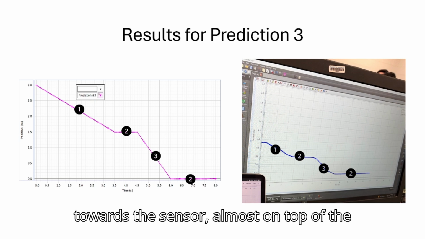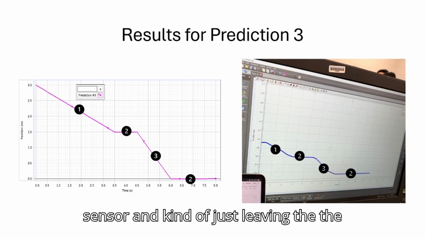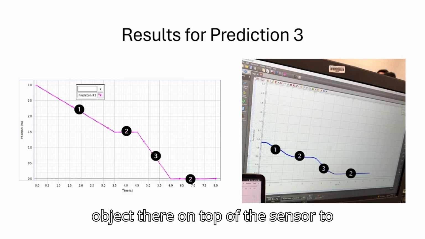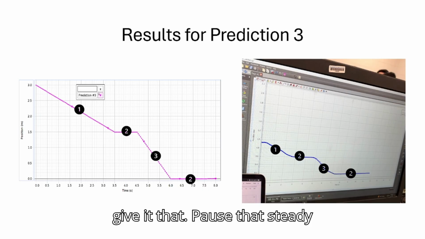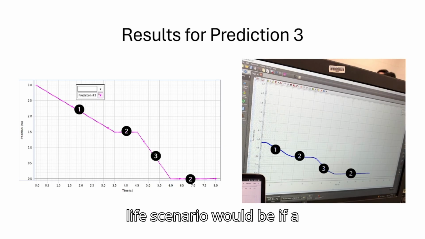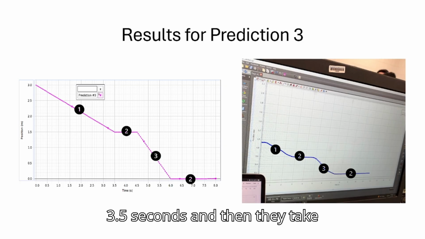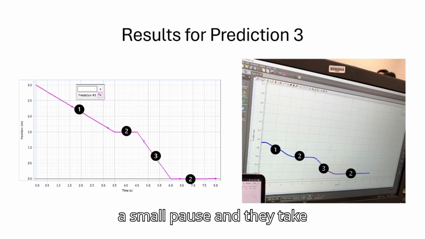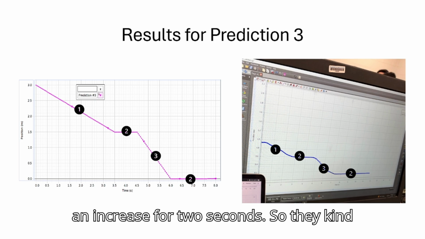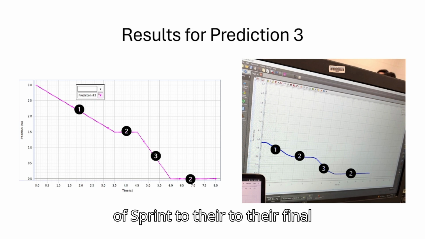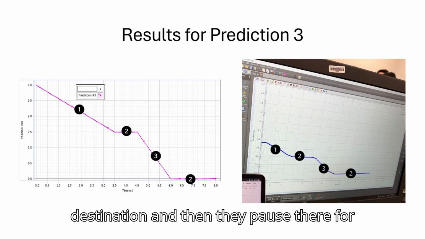So just a second and a half, just going straight down towards the sensor, almost on top of the sensor, and just leaving the object there on top of the sensor to give it that steady pause for the last 2 seconds. And a small real life scenario would be if a person's walking gingerly for those first 3.5 seconds, and then they take a small pause and a little break, and then it's like an increase for 2 seconds, so they kind of sprint to their final destination, and then they pause there for about 3 seconds.